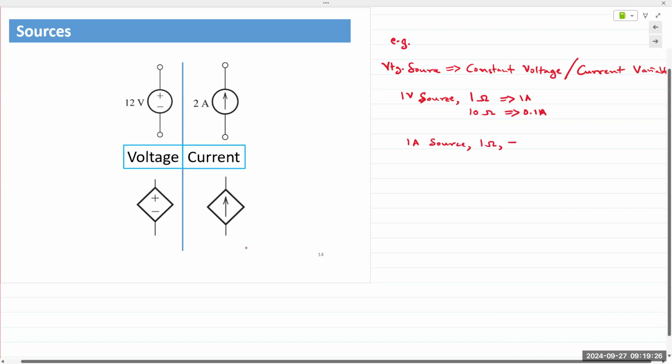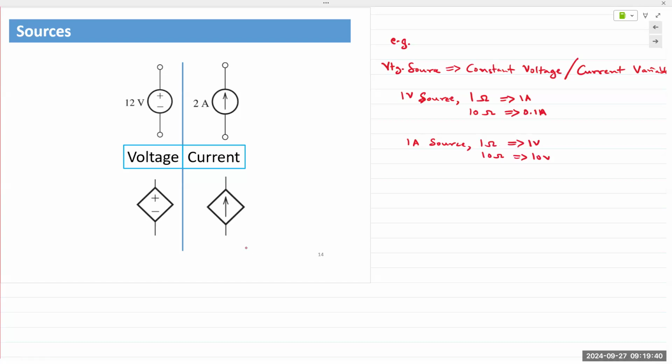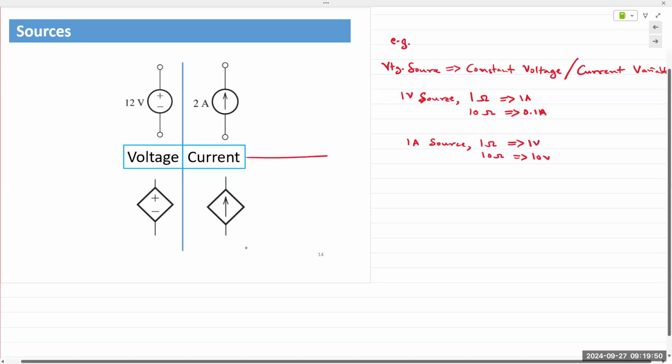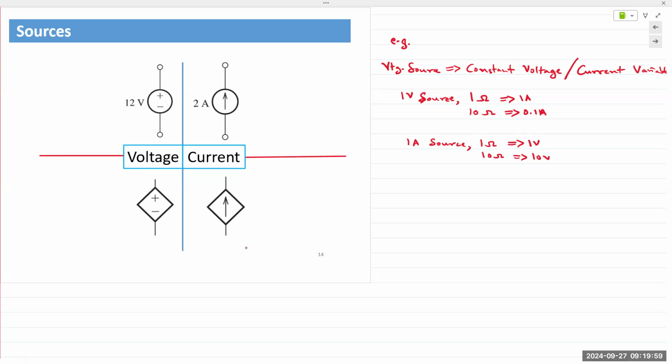If it's 1 ohm, you would get 1 volt at the output. If it's 10 ohms, it requires 10 volts to keep the constant current at 1 amp. Okay. So we set OCP, which is over current protection, and OVP, which is over voltage protection. Make sense, right? Any questions?